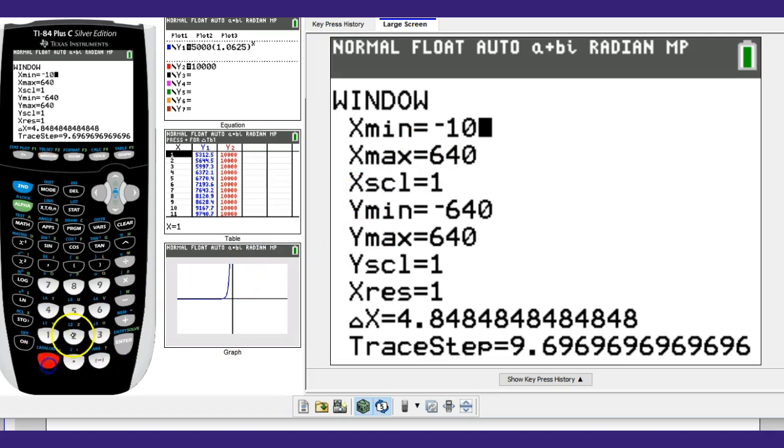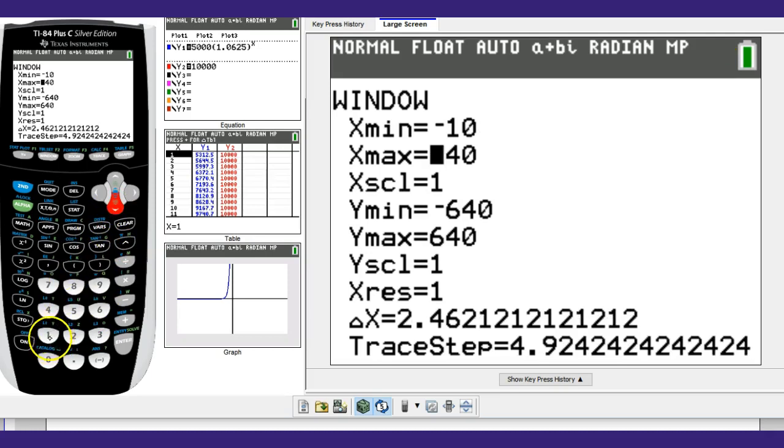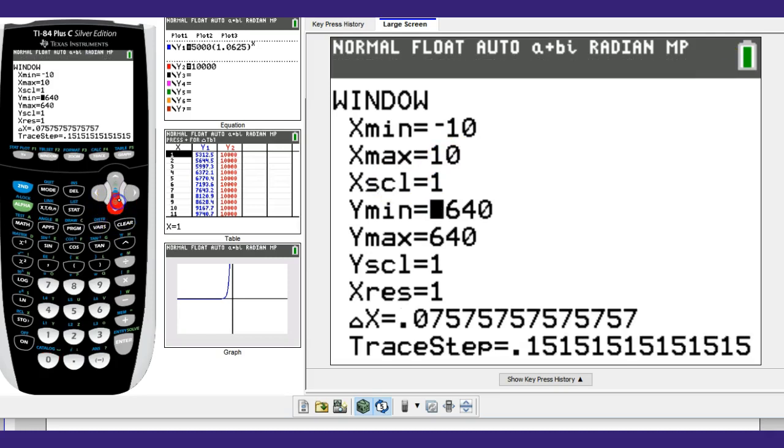Your calculator should already be preset for -10 and 10 right here. But that Y minimum, we're going to make 0, because remember, the exponential function can't go past 0. But that max, we're going to go up to 11,000. We're going to go all the way up. Oh, that's 10,000. I'm about to type 10,000. We're going to go up to 11,000.